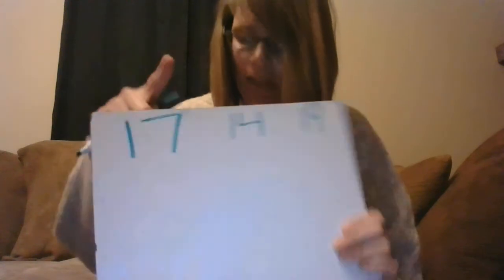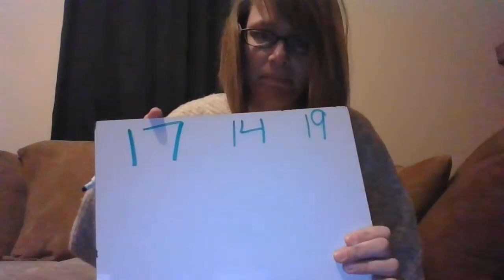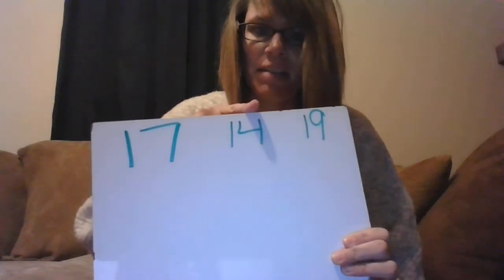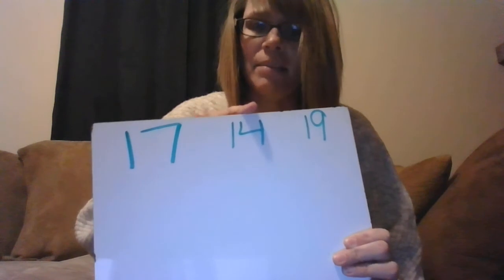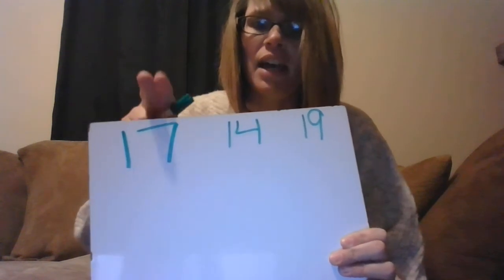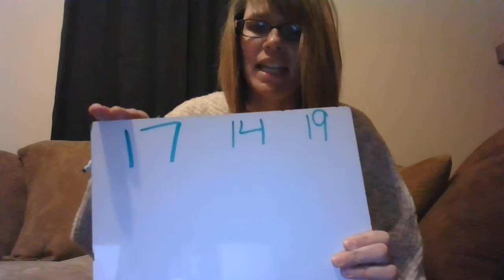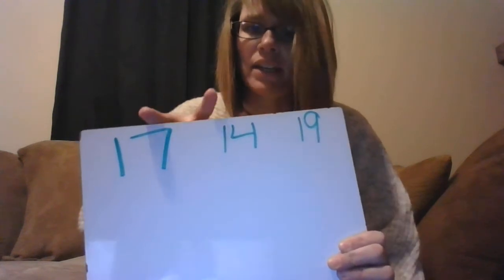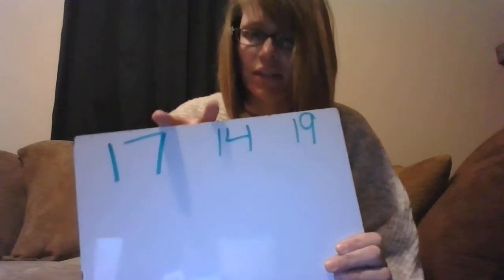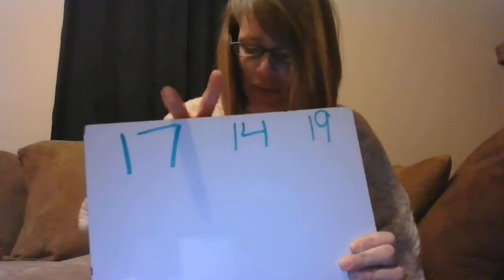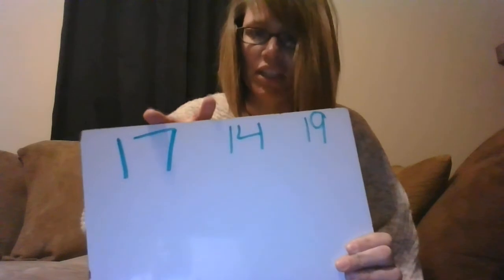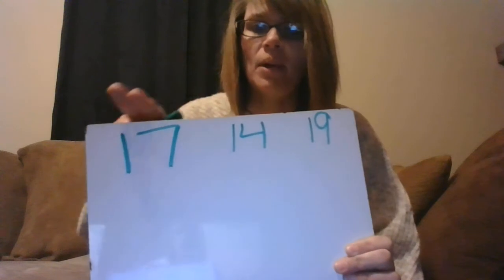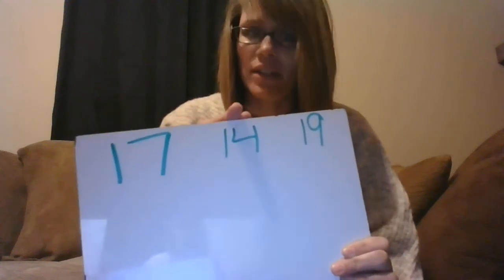How many ones are in this number? Okay, so there's 7 ones in that number. How many ones are in this number? And there's 4 ones in that number. So looking at these 2 numbers, our tens are the same. So we've got a 10 here and we've got 1 ten in the number 14. But looking at your ones, we've got 4 here and a 7 here. Which one of those is the bigger number? Which one is greater? Just looking at our ones, we can tell that 17, because 7 is greater than 4. Okay, so 17 is greater than 14.